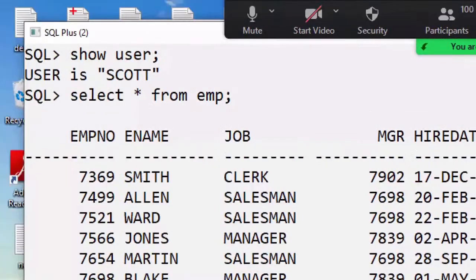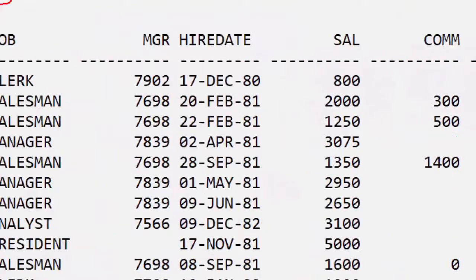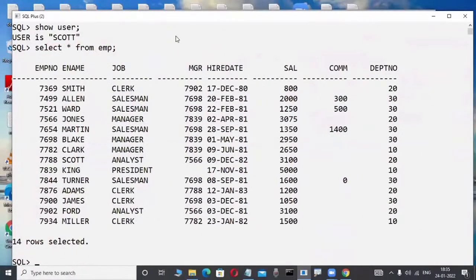Don't worry. Scott is an employee in a company. Imagine an employee. What a user is, you don't have an idea yet, but just imagine. Now this employee has which table? The EMP table is there. For example, this table is there in their project only.